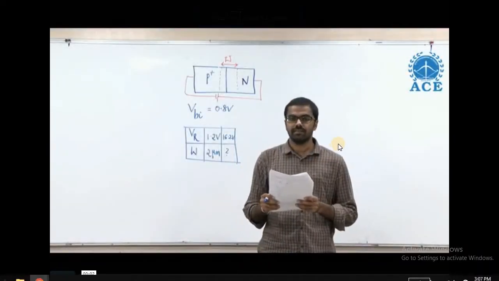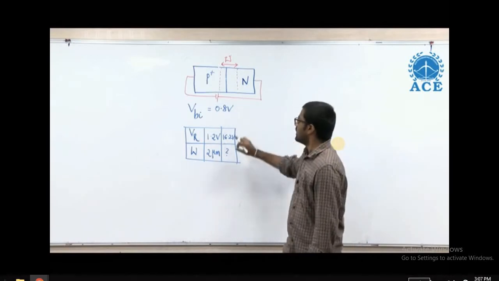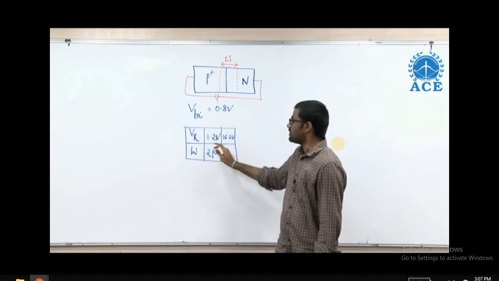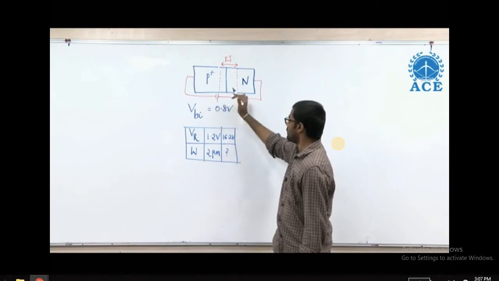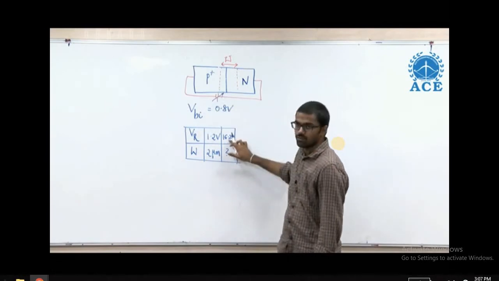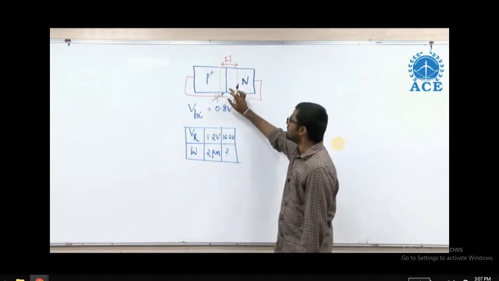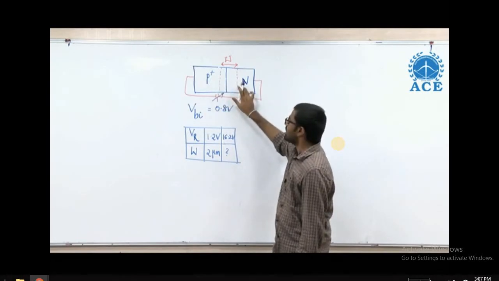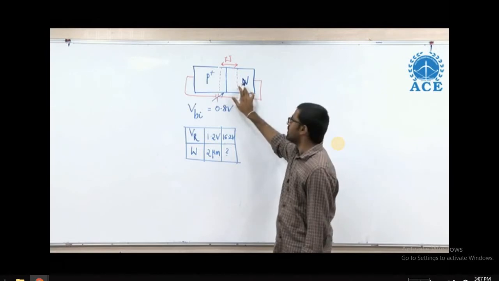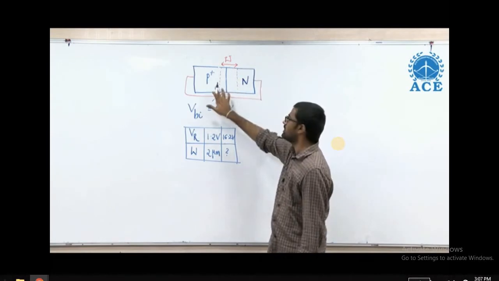For a P plus N junction diode, they have given the built-in potential as 0.8 volts, and at a reverse bias of 1.2 volts, we have a width of depletion region as 2 micrometers, and if we increase the reverse bias voltage to 16.2 volts, we have to find the width of this depletion region. From this figure, you can observe that P plus is heavily doped and N is normally doped. We know the width of depletion region will be extended more into the lightly doped region. So the N region has more depletion width when compared with P plus region.